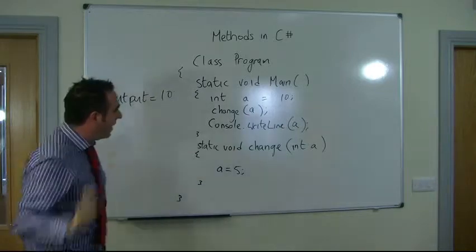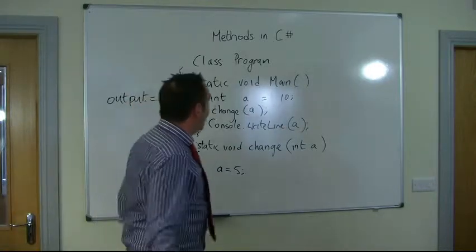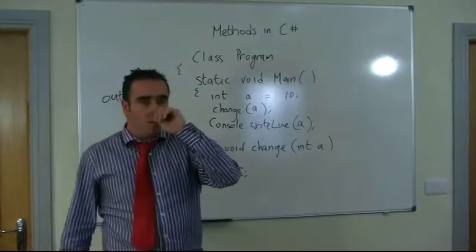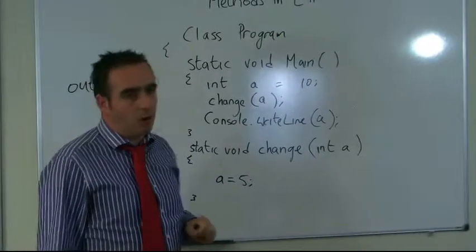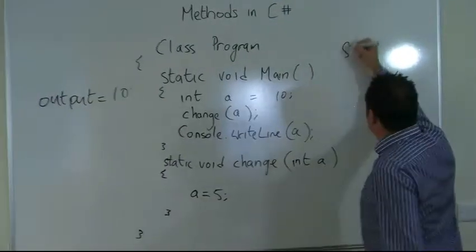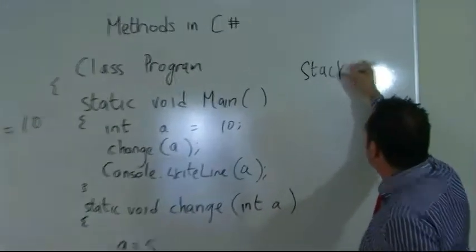Okay? Now, why is that? Okay, so let's just look at what's happening in memory. Because we're using a primitive type here, we won't be talking about the heap memory at all, okay? But we will look at that when we use the array. So, basically, we're talking about what's happening in the stack here.